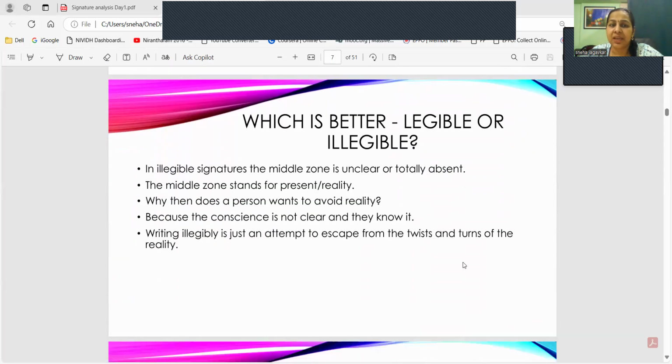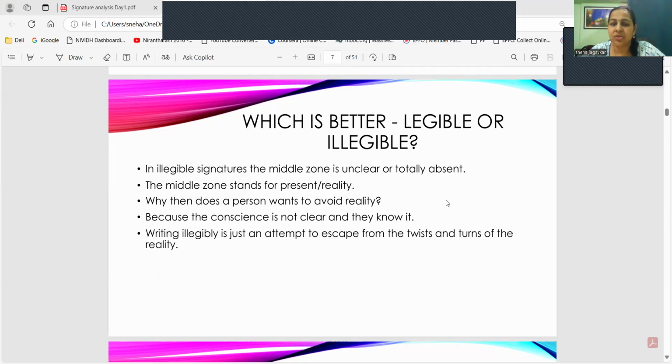Now, in illegible signatures, the middle zone is unclear or totally absent. I've already spoken about the upper zone, middle zone, and lower zone in the last class. So, imagine the illegible signature where the middle zone is completely absent. It's either up or down, or separated in such a way that the middle zone is completely absent. The middle zone stands for present or reality.